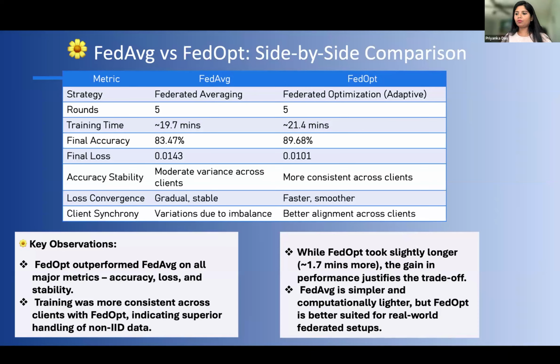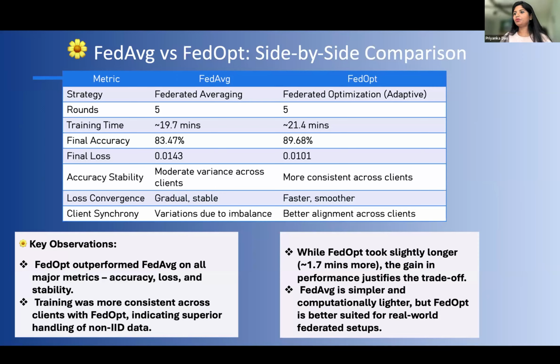And the global loss dropped further from 0.143 to 0.0101. In terms of stability, FedAVG showed moderate variance in accuracy across clients, whereas FedOPT achieved more consistent learning across all clients. For loss convergence, FedAVG had a gradual and stable decline, while FedOPT offered a faster and smoother drop, especially in early rounds.